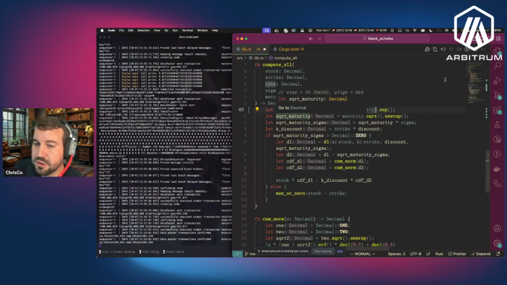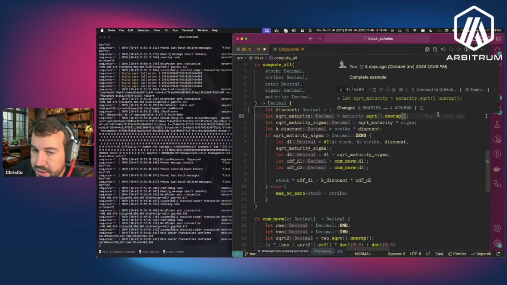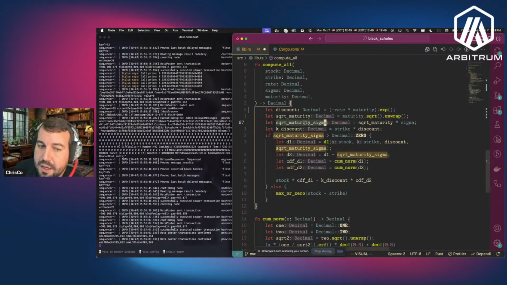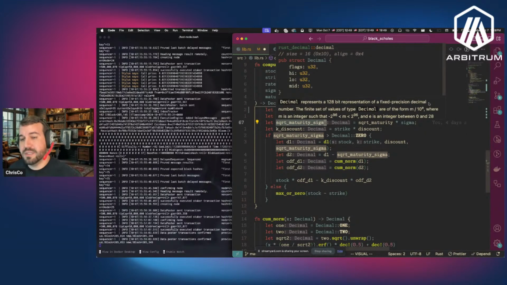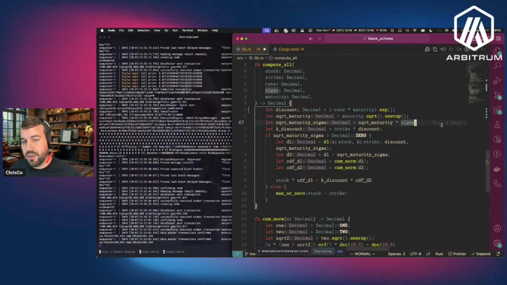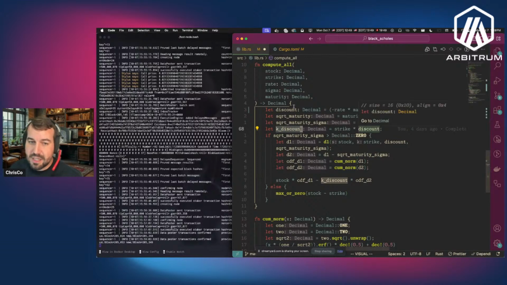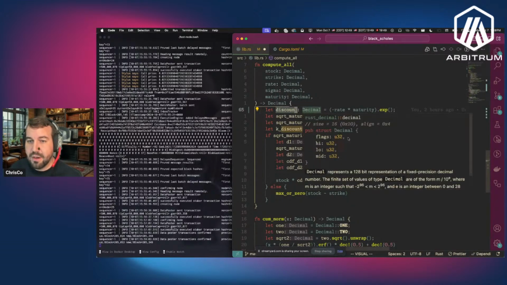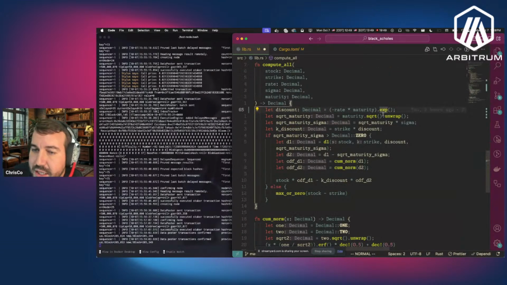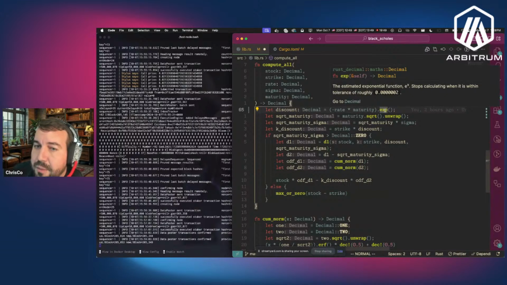It's computing the square root of the maturity. It's computing the square root of the maturity times sigma, which is again the volatility rate. It's computing the K discount, which is the strike price times the discount rate that we computed up here. Right here, I'm using this exponent function. What that is, is e to the x.